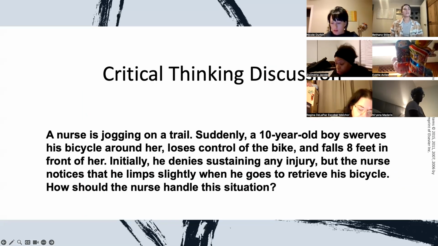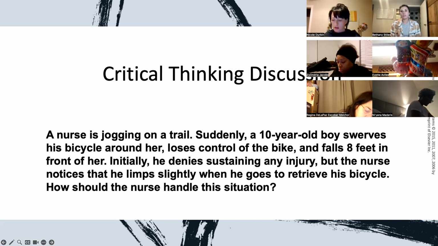So here we have a fun scenario. We're out jogging on a trail. Suddenly, a 10-year-old boy swerves his bicycle around you, loses control of the bike, and falls 8 feet in front of you. Initially, he denies sustaining any injury, but the nurse notices that he's limping when he goes to retrieve his bicycle. How do we handle this situation?